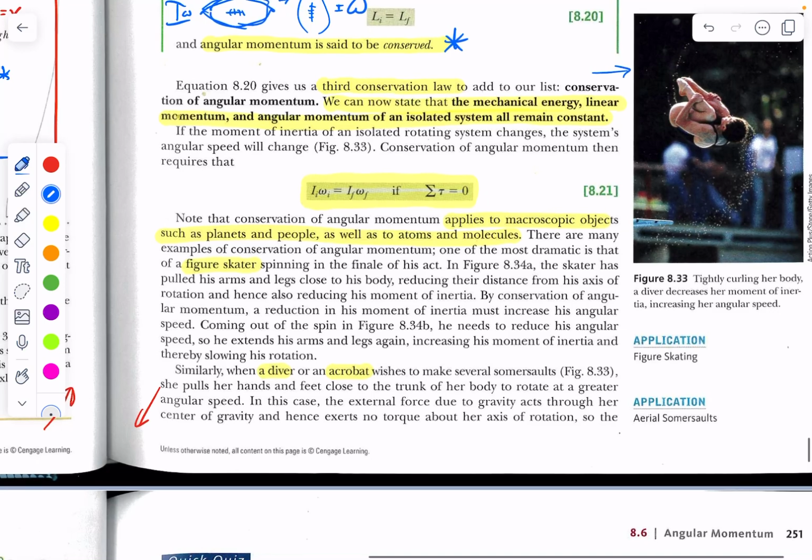And this conservation of angular momentum, of course, again applies to just about everything, to macroscopic objects like planets and baseballs and people and bowling balls and so forth, as well as to atoms and molecules.